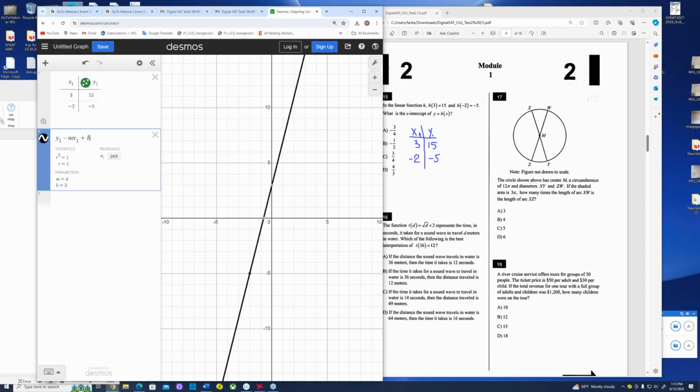And instantly the system gives you m and b, and you have this line. Okay. And the question is, what is the x-intercept? The x-intercept is negative 0.75, which is negative 3/4. So again, all questions easy.